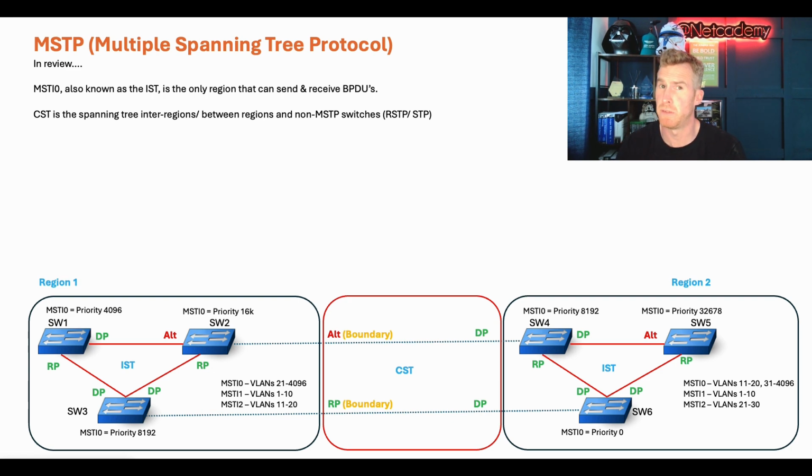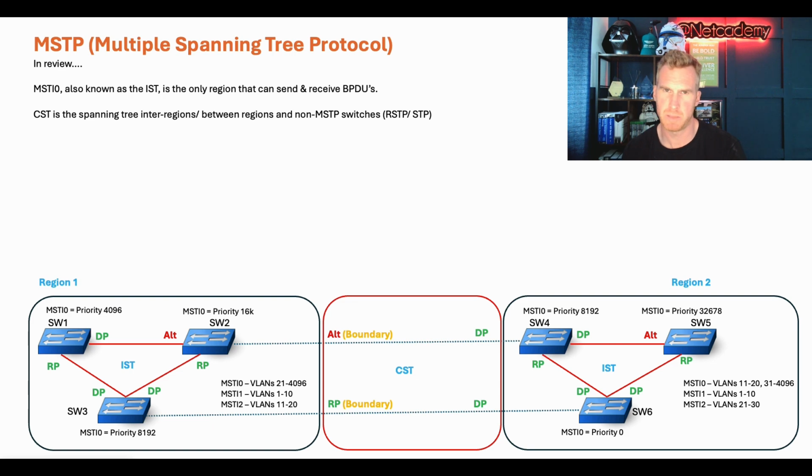Specifically, for different regions to not be the same region, the configuration name will be different, or maybe the revision number, or maybe the VLAN to instance mapping, or maybe all of them. If none of those match, they will be in different regions. But that CST is mapping that region 1 to region 2.